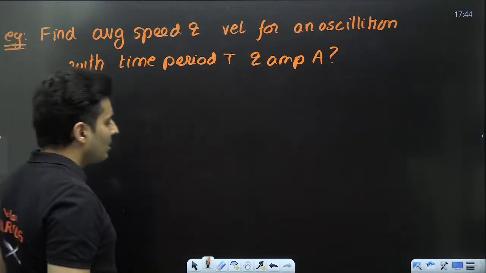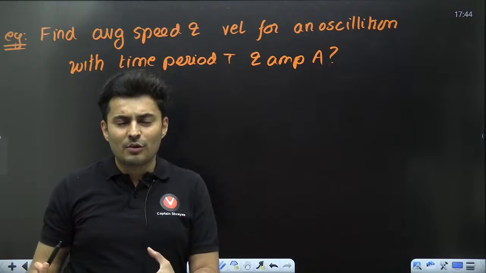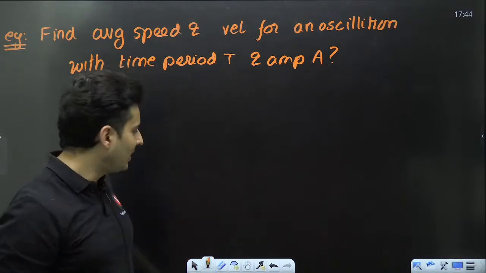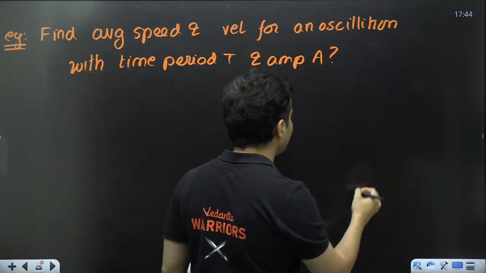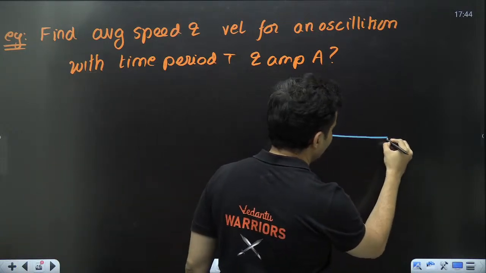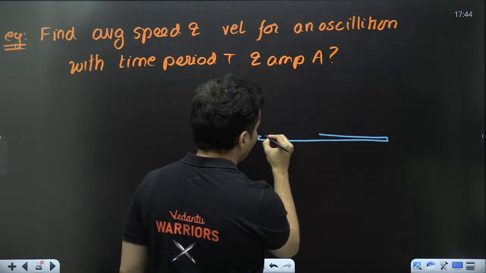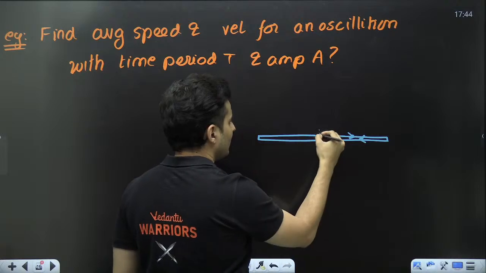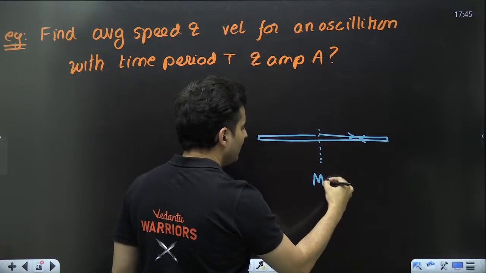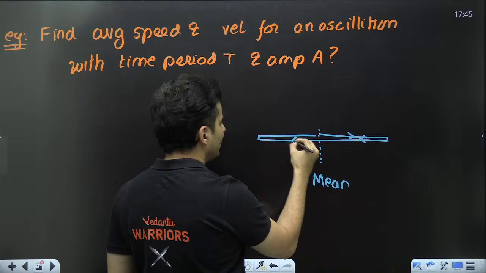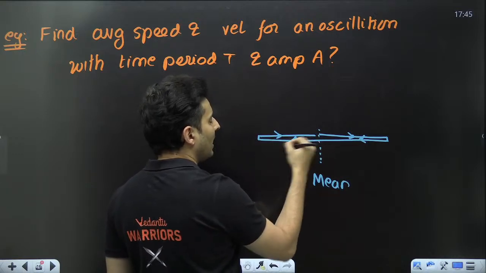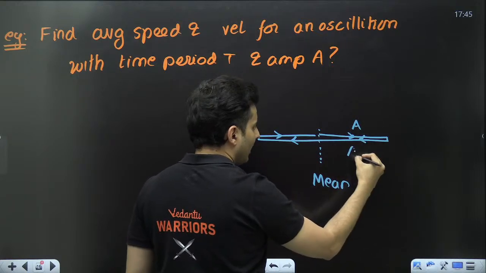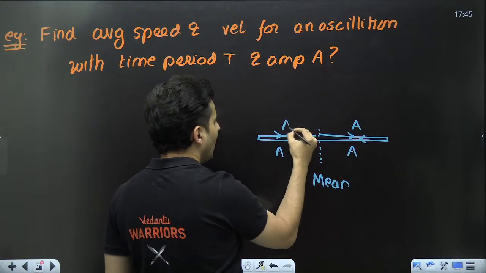For this example: what is the average speed and average velocity for an oscillating particle with some time period T and amplitude A? Let's draw it first, it will be easier. I start from the mean, I go here, I come back and I come back over here. Remember, this is our mean position. I continue my journey and reach the extreme and come back over here, and then it repeats. So I'm traveling A, again A, again A, again A.